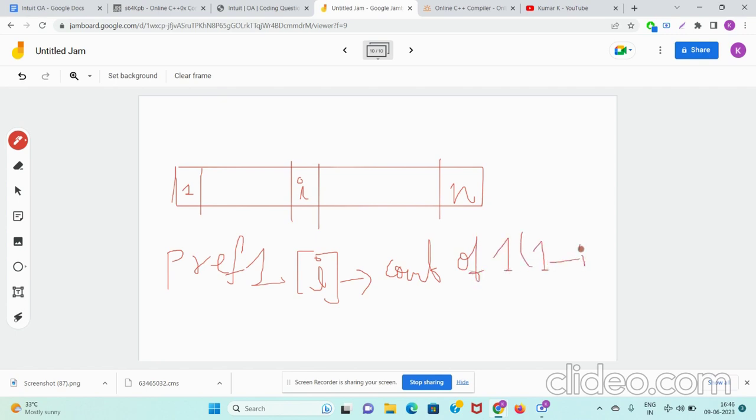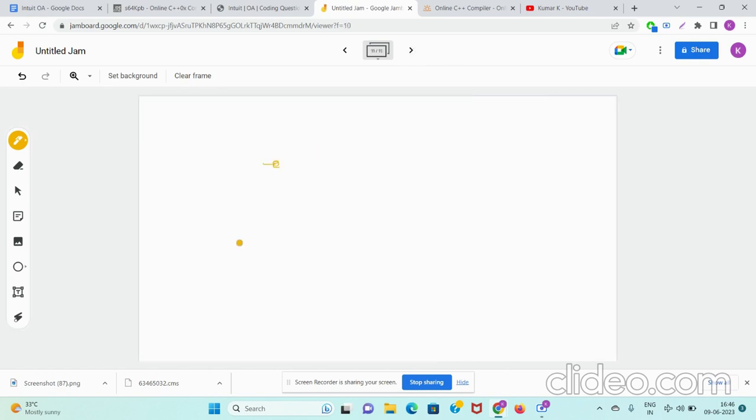So in this part of the array, how many ones are there? It can easily be said by the prefix 1 of I. It is stored in this particular index of this array. So prefix 1 of I can tell you the number of ones from 1 to I. But the question is, if someone gives you index I and then some index j, how will you know the number of ones from index I to index j? So this is also common sense.